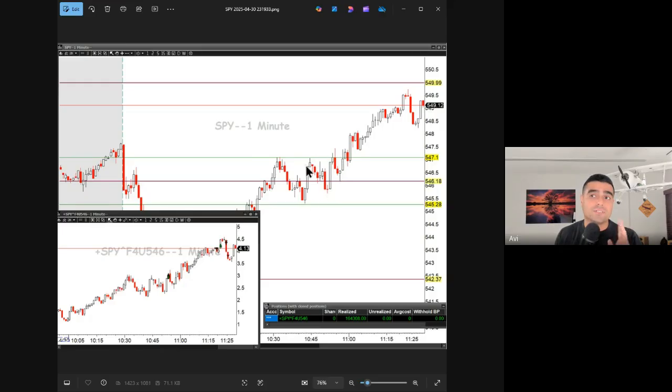Third time at the level. Now, here's an interesting point to think about. The more often the price hits a level, the more likely it is to break out. That sets up a good breakout.